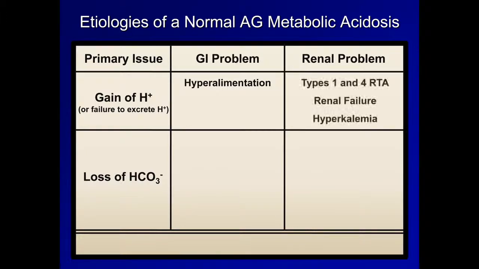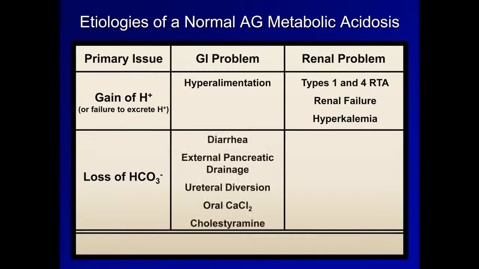Specifically in the kidneys, there are 2 types of renal tubular acidosis, or RTA, which along with renal failure result in a gain of hydrogen, primarily through the kidney's inability to excrete it normally. I will discuss the RTAs quite a bit in a few minutes. Hyperkalemia can also lead to a relative gain of hydrogen through 2 different mechanisms also discussed later on.